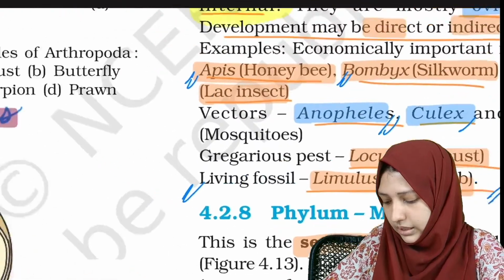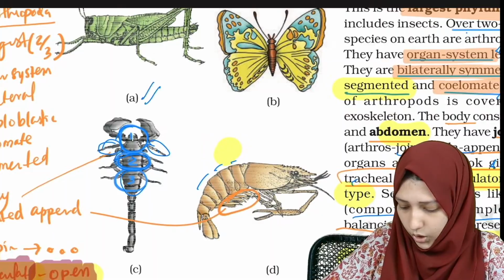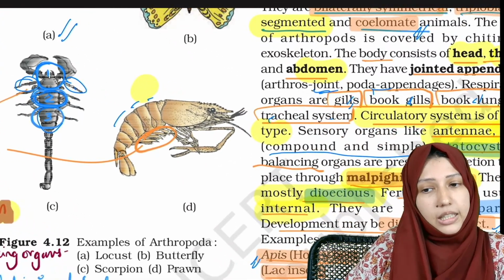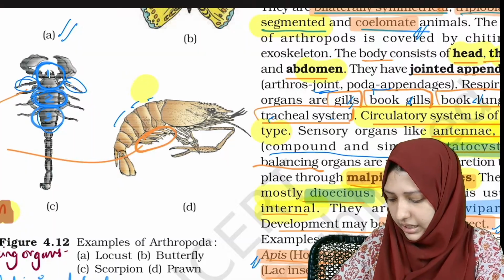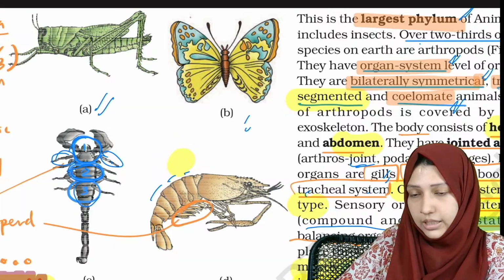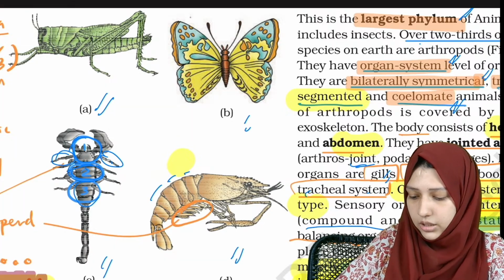Now just see the pictures. The first one is a locust. What is locust? Locust is a gregarious pest. The second one is a butterfly, the third one is a scorpion, and the fourth one is a prawn. Clear? Now going into the next phylum.